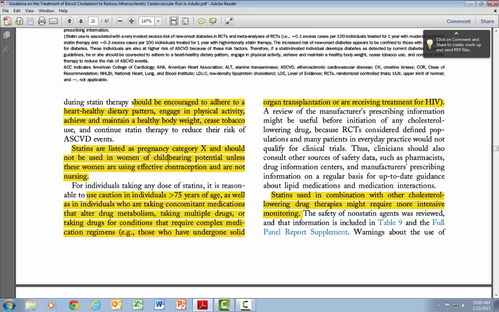Statins should never be started in pregnant women because they're category X. Again, use caution for patients greater than 75 years of age who are taking any concomitant medication that could alter liver and renal function. Patients undergoing transplantation or receiving treatment for HIV will have interactions with the statins.